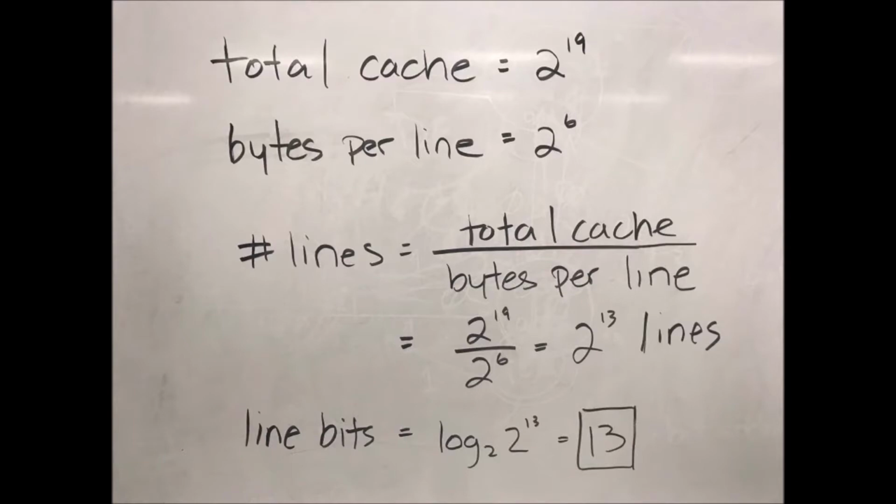To determine the number of bits in the line address, we must first find the number of lines per cache in memory. You can do this by dividing the total cache size by the bytes per line. This will give you 2 to the power of 13 lines. Take the log base 2 of 2 to the power of 13. The result is a 13-bit line address.